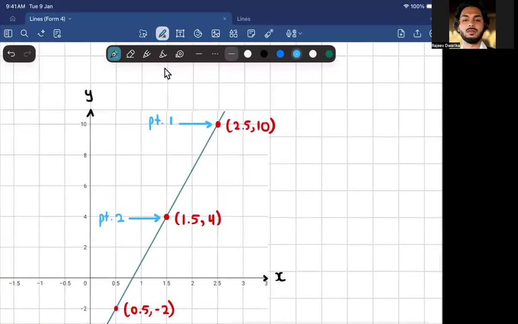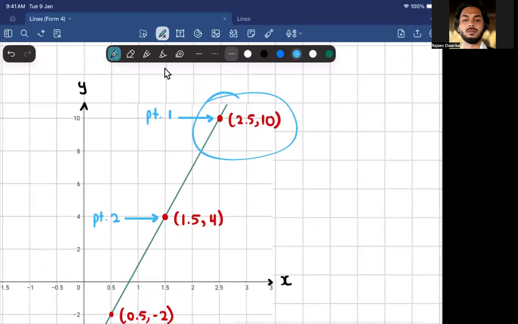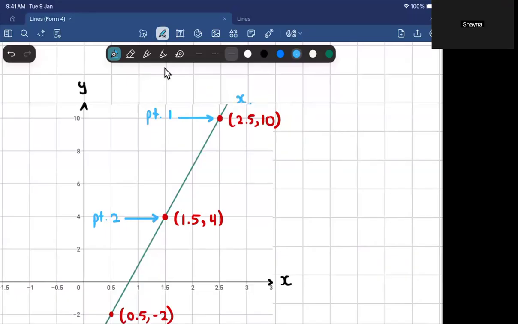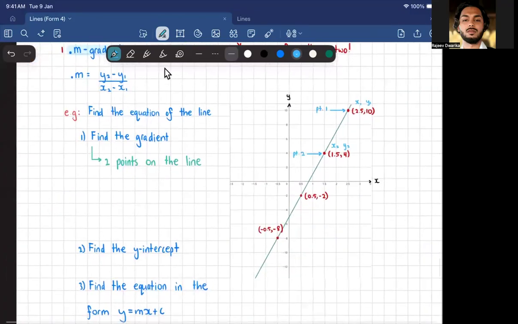All right. So Shayna, if I'm calling this point one, that would make 2.5 x what? X1. And that would make 10 what? Y1. That would make 1.5 what? X2. And 4? Y2. Right. So let's find the gradient.